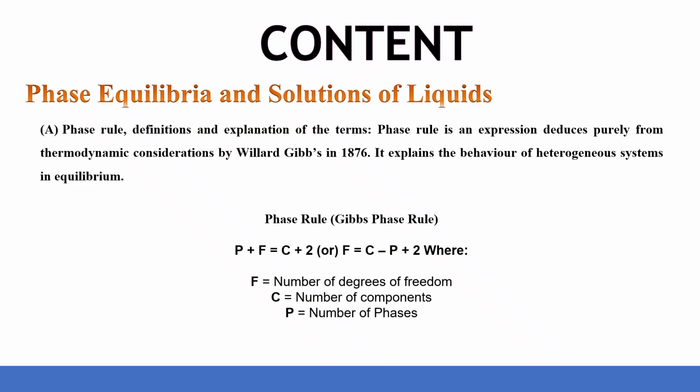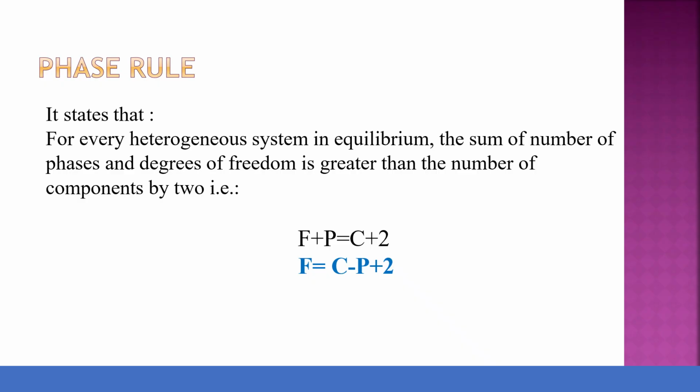The phase rule as derived by Gibbs is P plus F is equal to C plus 2, or F is equal to C minus P plus 2, where F is the number of degrees of freedom, C is the number of components, and P stands for the number of phases. The phase rule states that for every homogeneous or heterogeneous system in equilibrium, the sum of the number of phases and degrees of freedom is greater than the number of components by 2. That is, F is equal to C minus P plus 2.